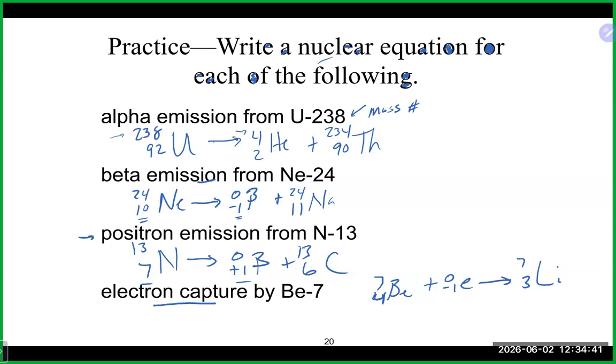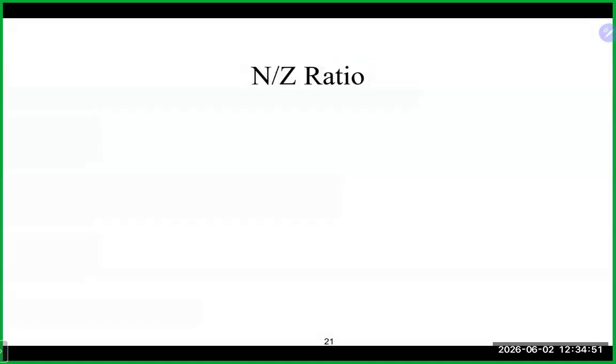Okay, so any questions on writing or balancing nuclear equations? Not too bad. Okay. All right, then let's continue on.